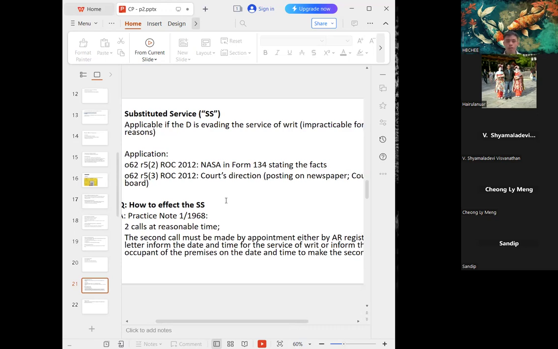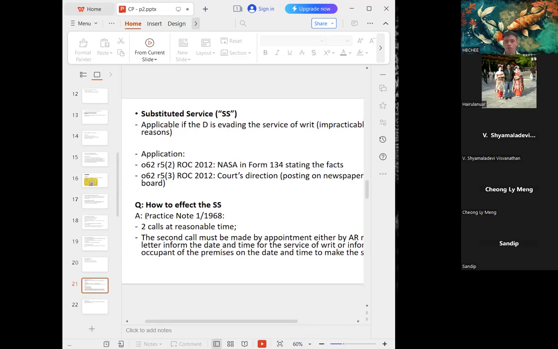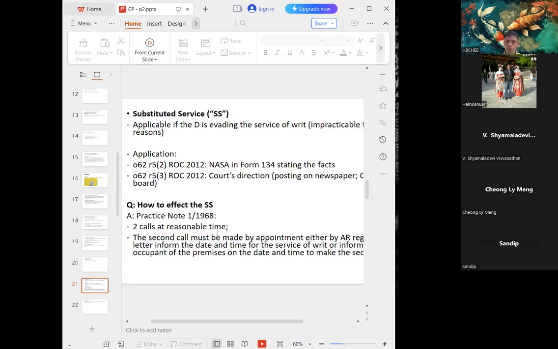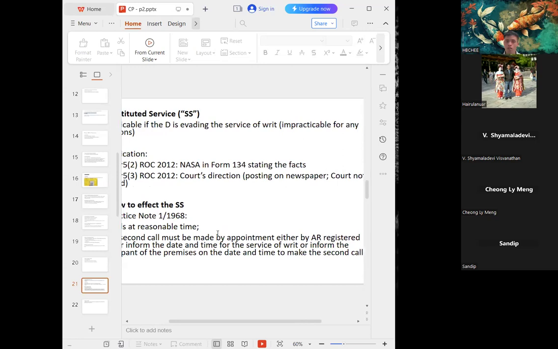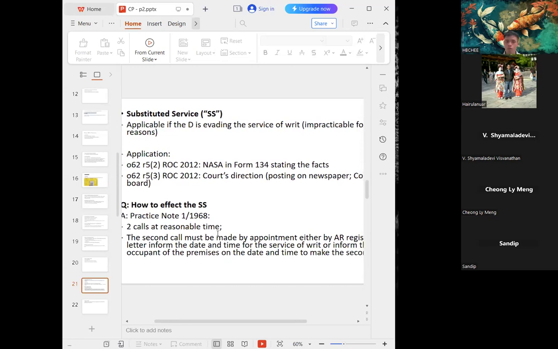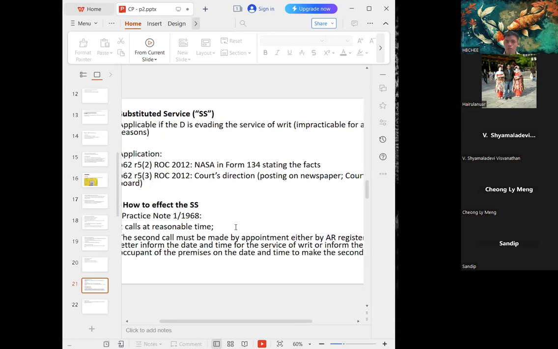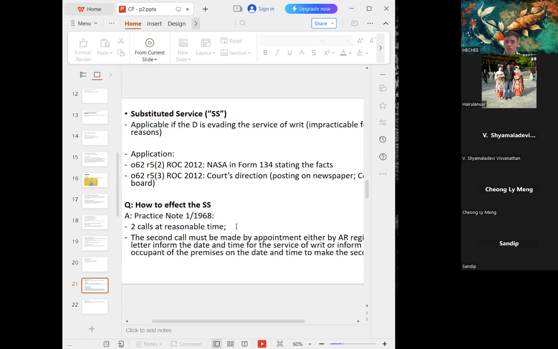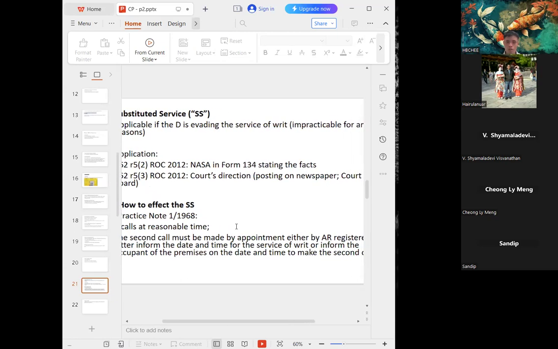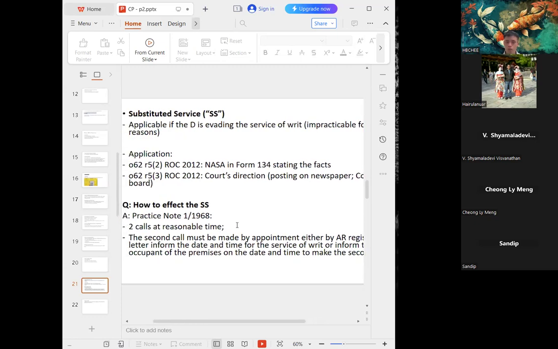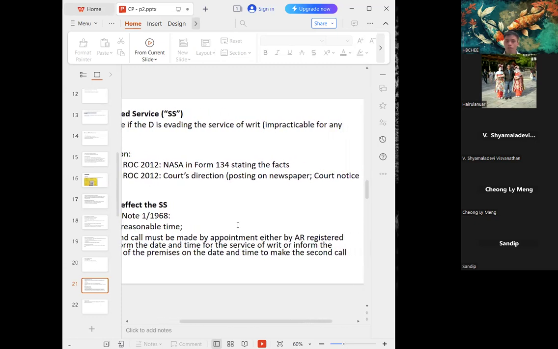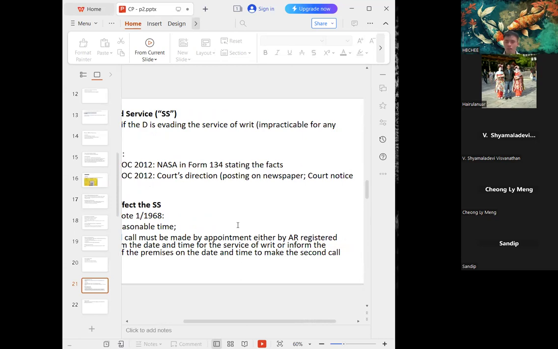Now, how to effect it? According to Practice Note 1/1968, there must be 2 calls at a reasonable time. And the second call must be made by way of appointment, either by AR registered letter to inform the time and date for the second service of the writ, or you inform the occupant of the premises of the next date and time you are going to make the call.